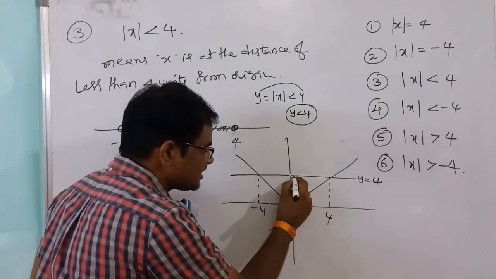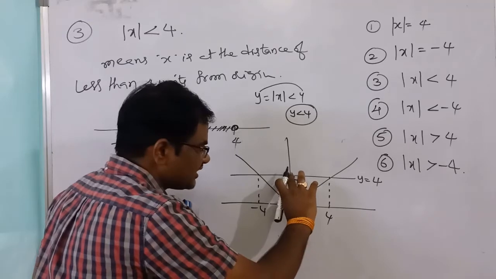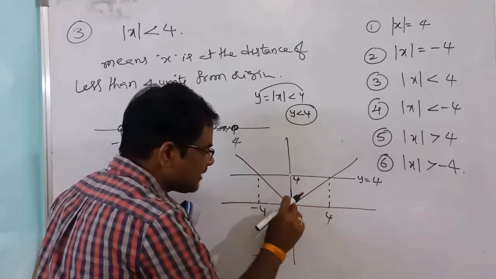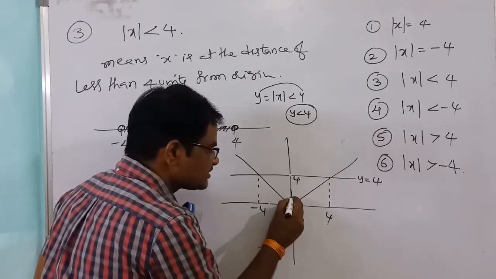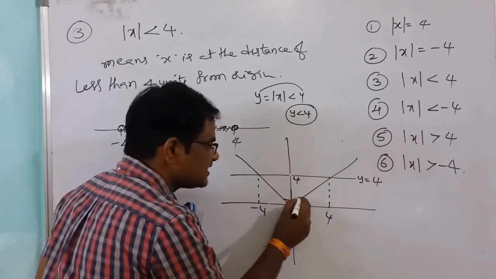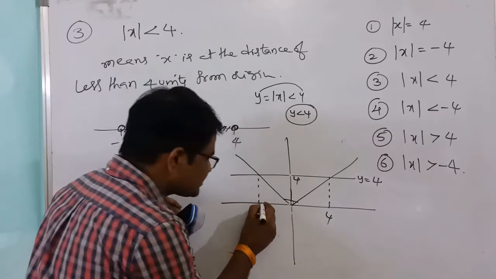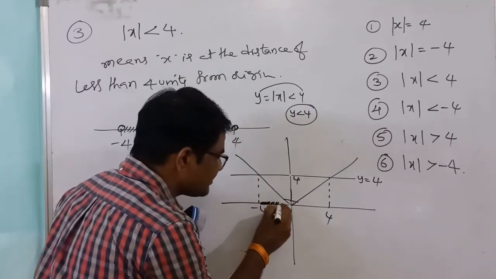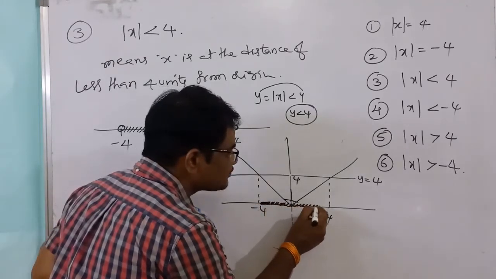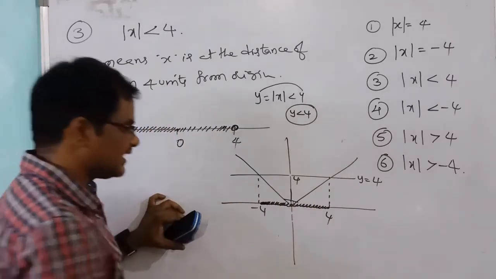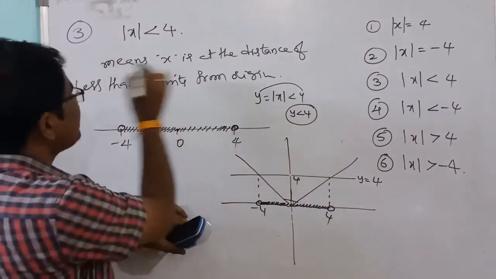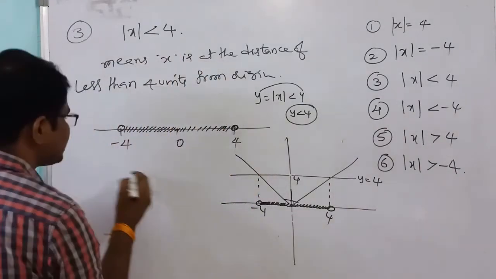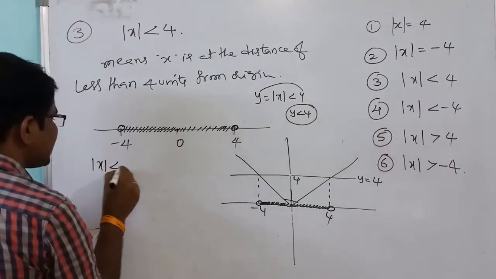Here to here, means here 4 is there, means here to here. So x may be, suppose y is here, x here only. Means x exists from where to where? -4 to +4 only, except -4 and +4. Right. Suppose, how to write it as mod x less than 4.